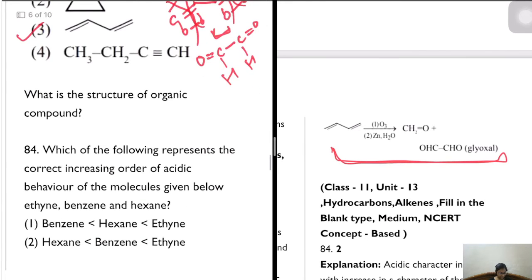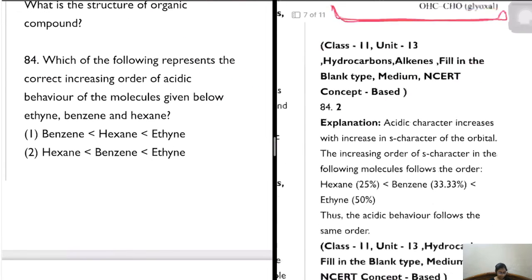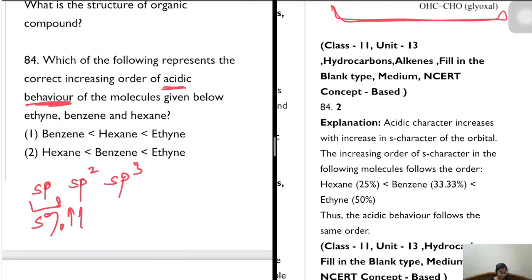Now let's see the next question. Which of the following represents the correct increasing order of acidic behavior of the molecules? We have sp3, sp2, and sp. This has the most s character. The percent of s character is maximum, so it is more acidic than sp2 and then sp3.